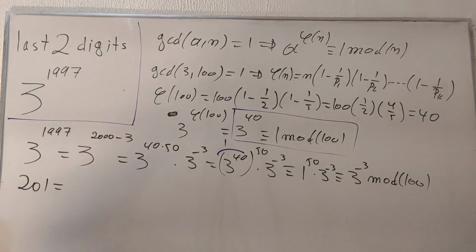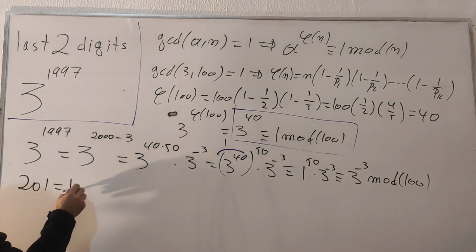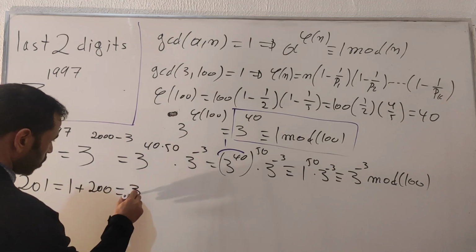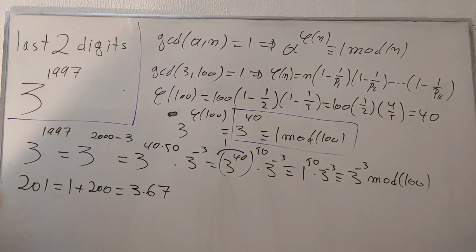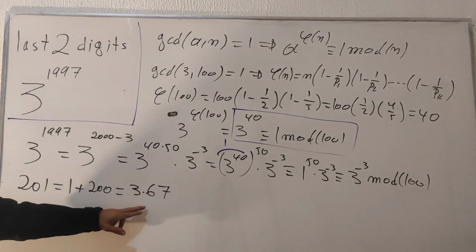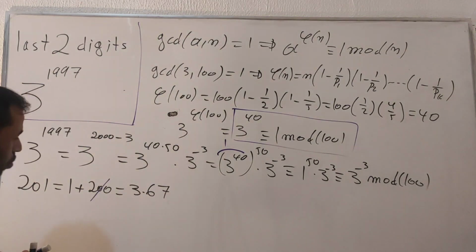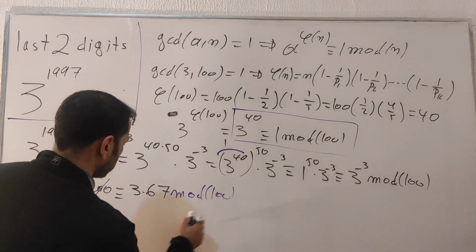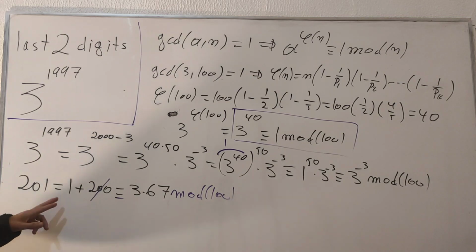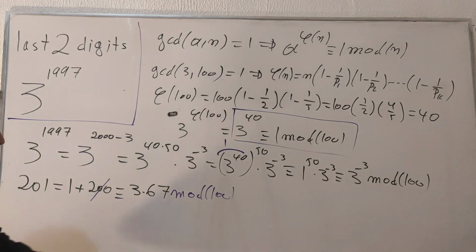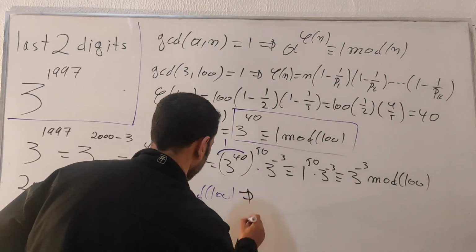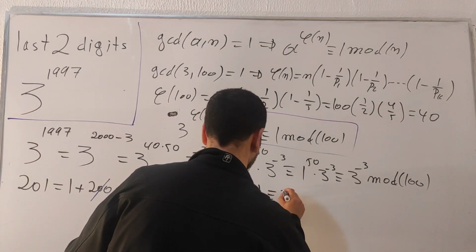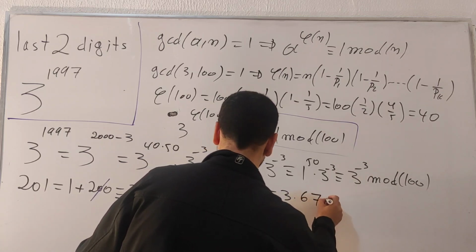201 equals 1 plus 200, which equals 3 multiplied by 67, okay? Now if I reduce this to mod 100, this is congruent to 1 mod 100, which means I get 1 is congruent to this one mod 100. So I get 1 is congruent to 3 multiplied by 67 mod 100.